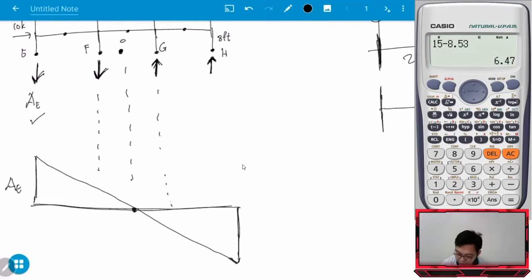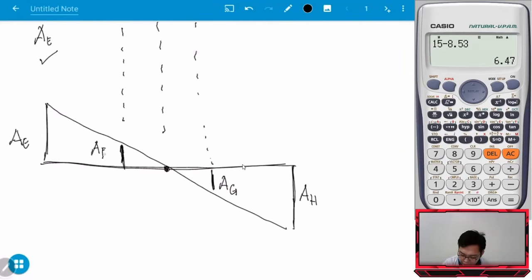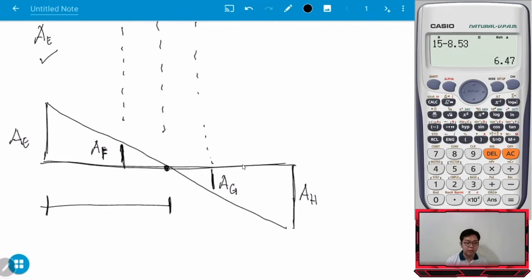sandali lang ha. Okay, so ito, this is actually my AF. Yan. And then ito, this is my AG. Okay, and then ito, this is my AH. Okay? Now, likewise, since we'll be using triangles, guys, kailangan natin yung basis ng triangles natin. So, itong distance na to, nakuha natin to kanina. Sandali. Yan. Itong distance na to from here hanggang sa neutral axis, nakuha natin yan. That is actually our barred x, which is equal to 28.53 feet.